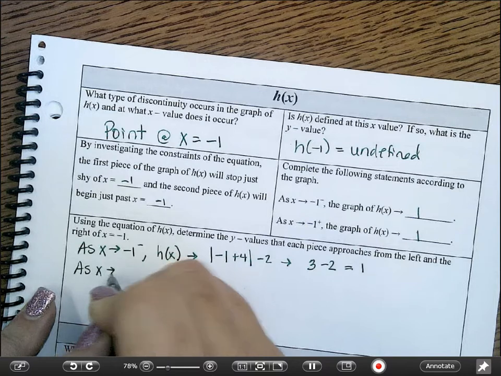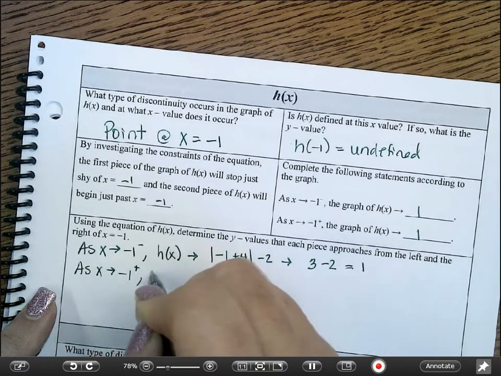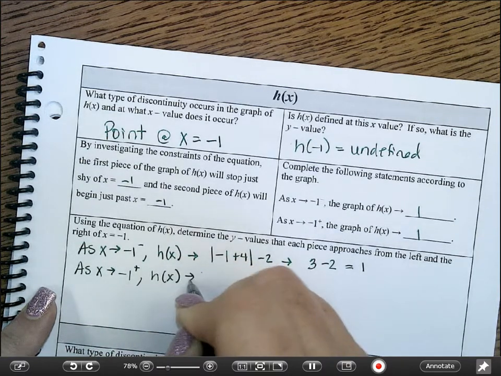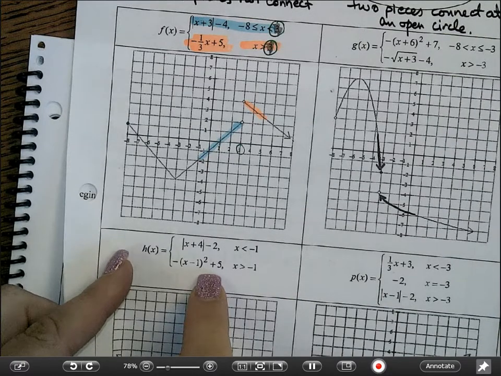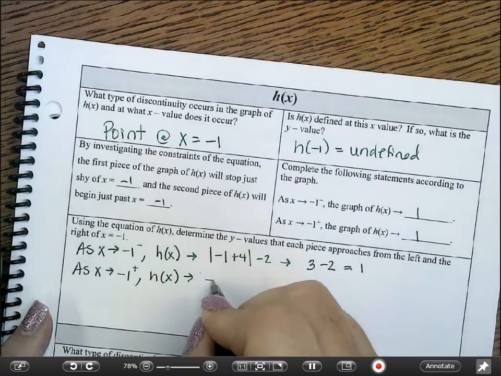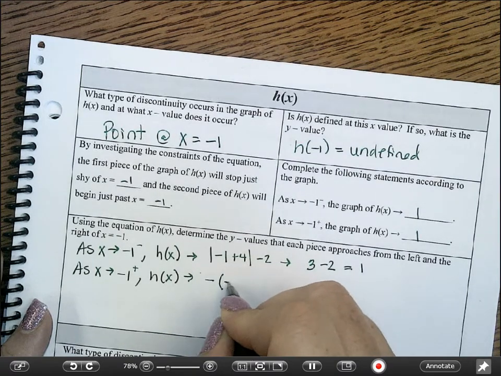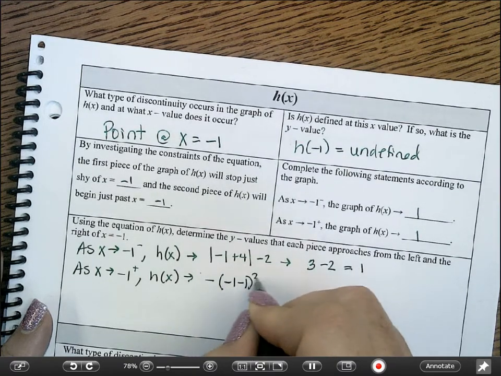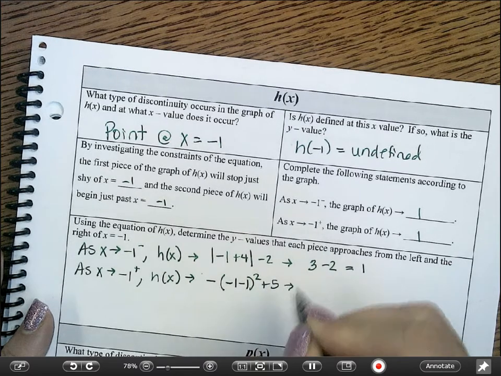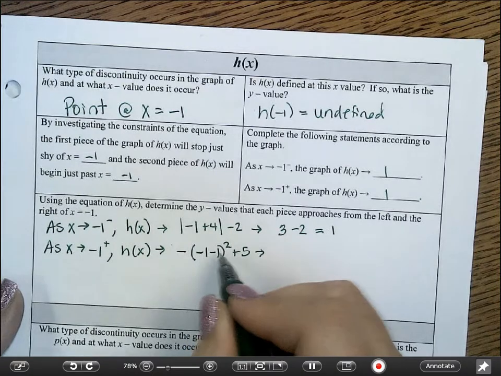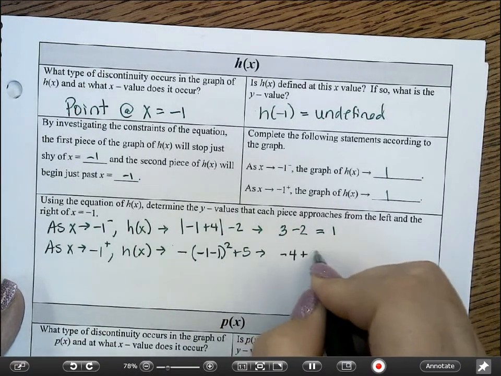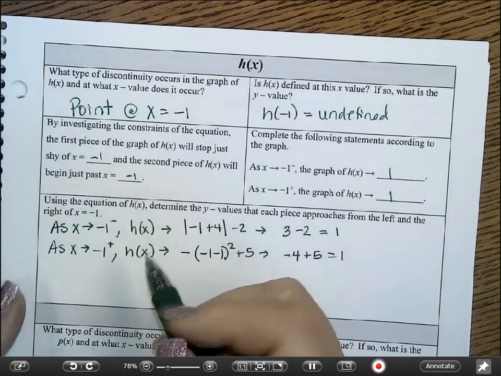As x approaches -1 from the right, I'm going into the other function. I'm plugging it into the quadratic function. So -1 minus 1 squared plus 5. Simplifying that gives me -2 squared is 4. That gives me -4 plus 5 is equal to 1.